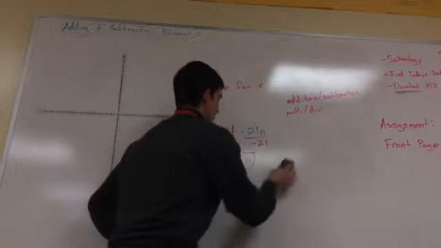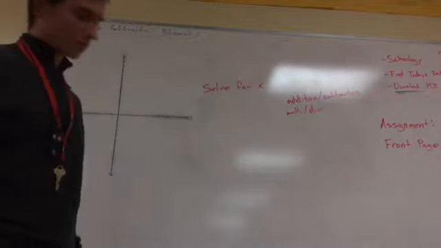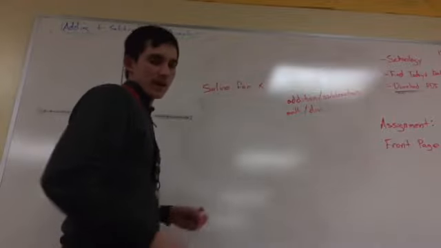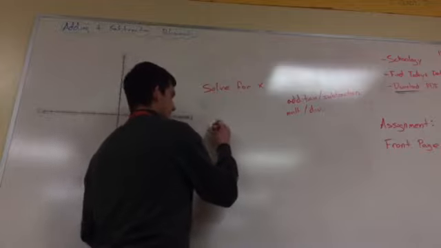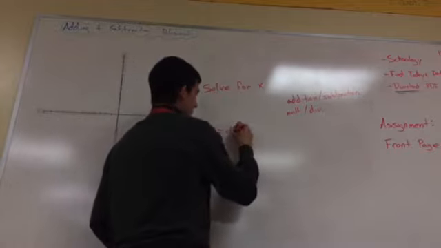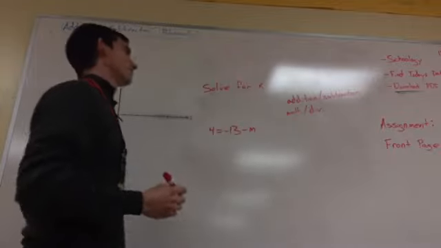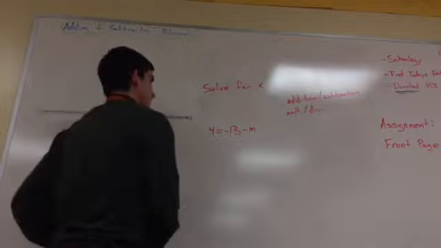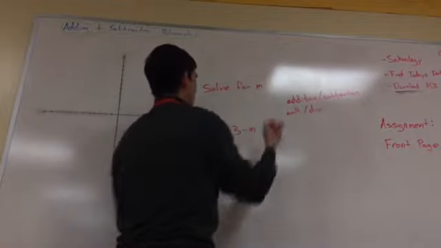Okay, I'm going to do one last problem. This problem comes up a few times on your worksheet, so I wanted to go over it right now. So if I have 4 equals negative 13 minus m, and I want to solve for m, okay? I'm going to do the opposite operation.